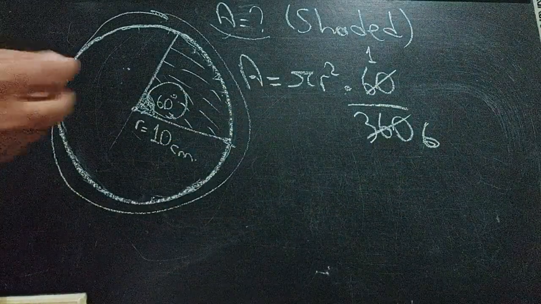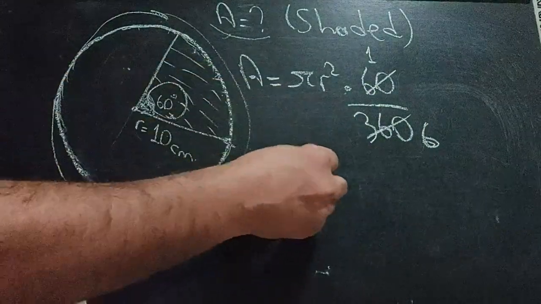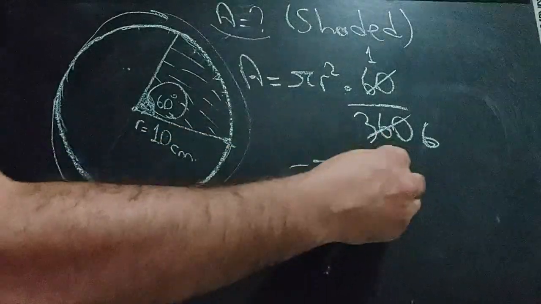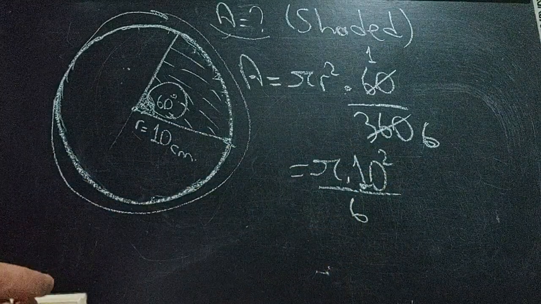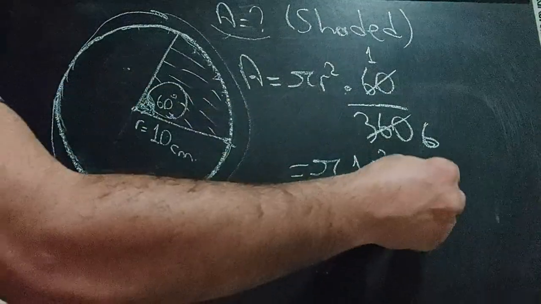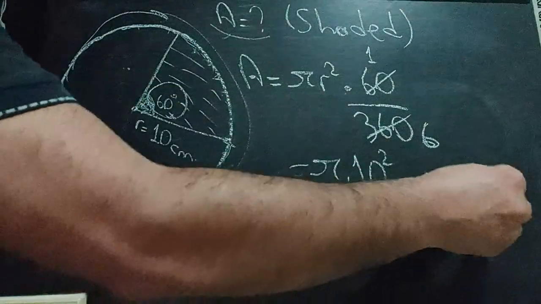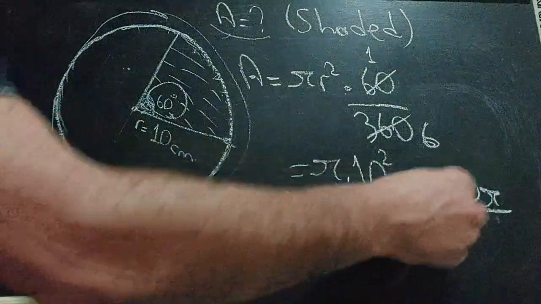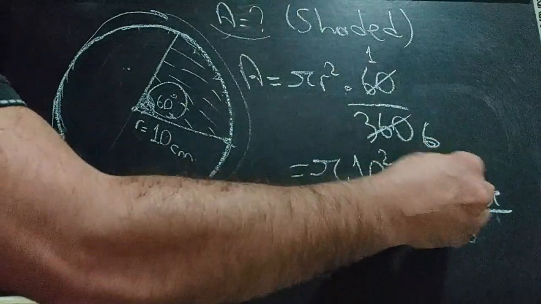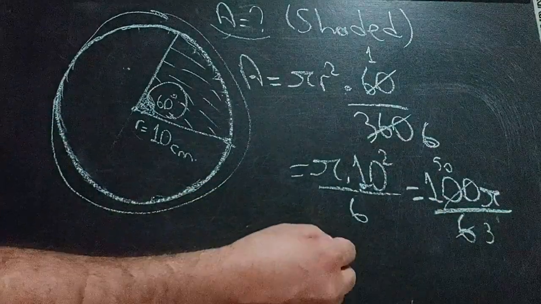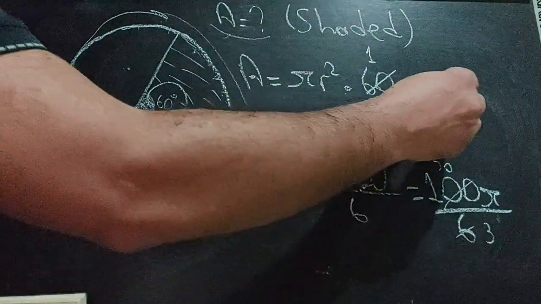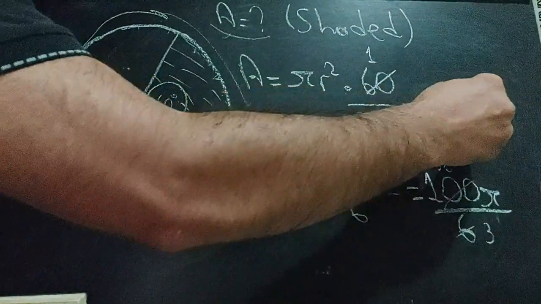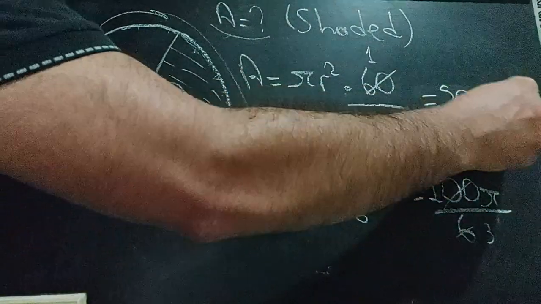Alright, now I can simplify this and this to each other before doing any operation. So now pi times radius is 10 square over 6, which is going to be 100 pi over 6. Of course I'm going to simplify this and this, that will be 50, that will be 3. The final answer is going to be 50 pi over 3 centimeters square.